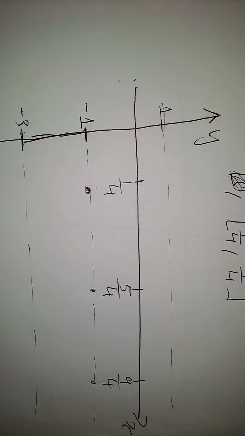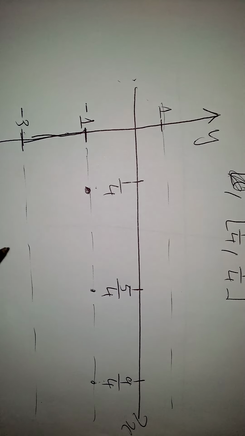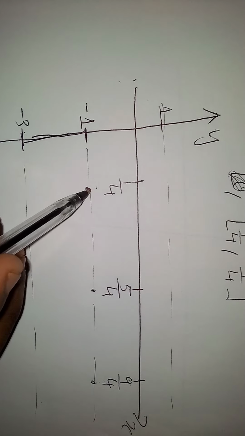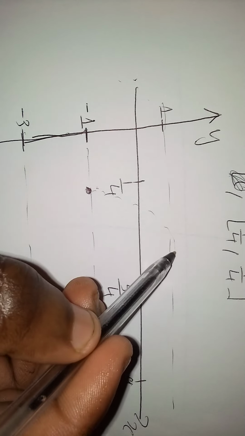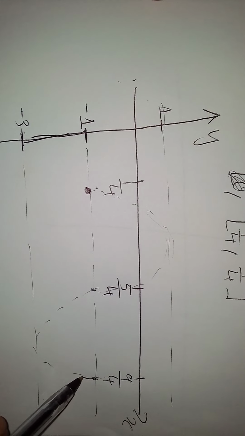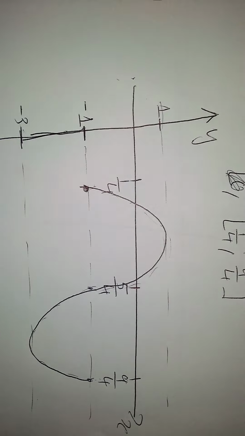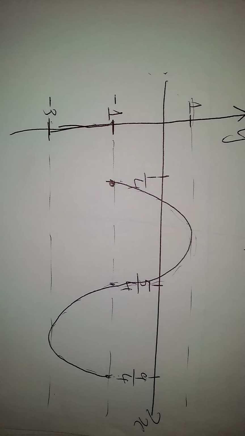Now for the graph here, we can check the coefficient of sine, which is positive. So it will start from this point. It will start from the x-axis, move like this, pass through this point, and go back to that axis. So that would be the graph of this function here.